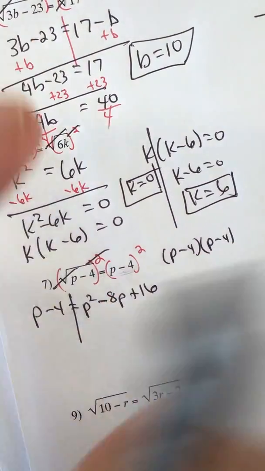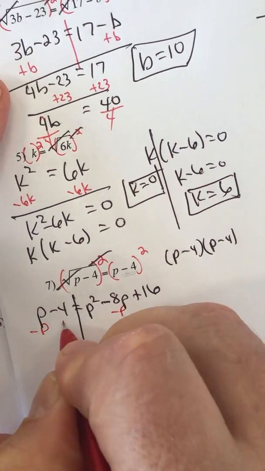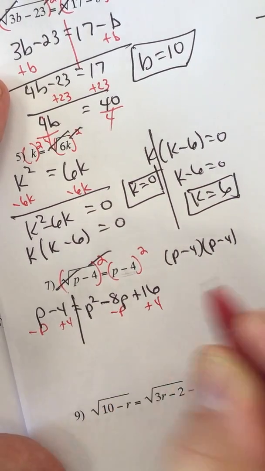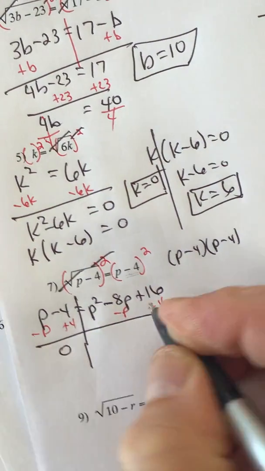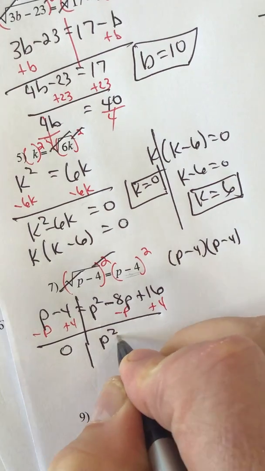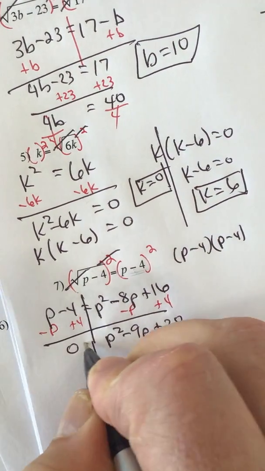Okay, let's set this one equal to 0. I'm going to subtract p and add 4. So this side is 0. Here we have p squared minus 9p plus 20.